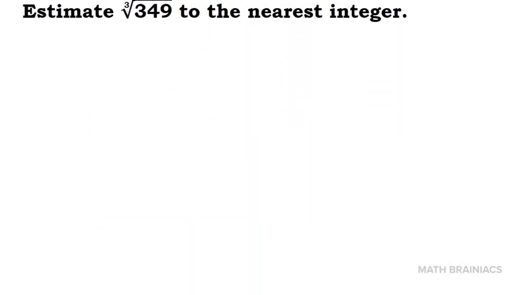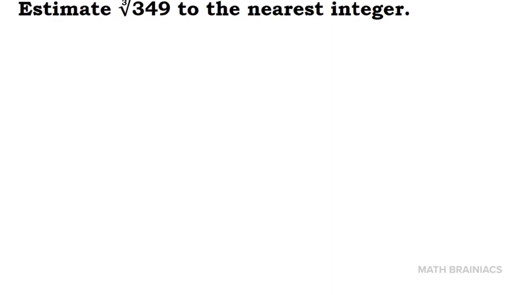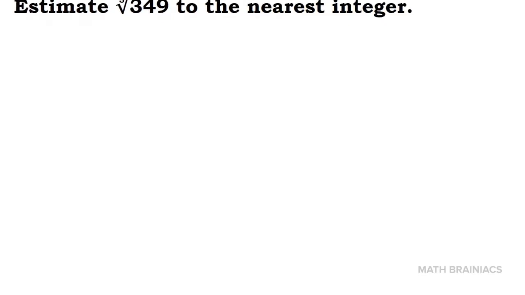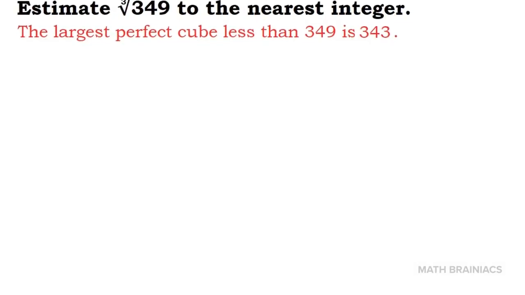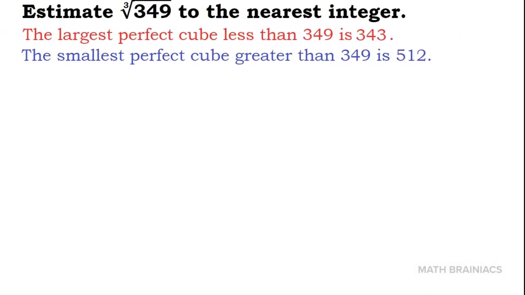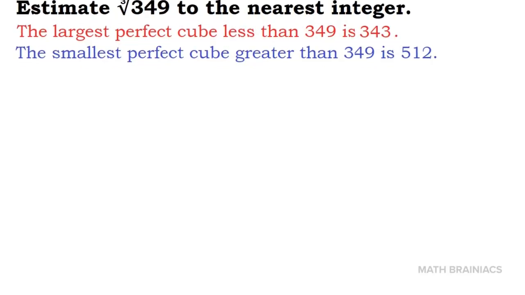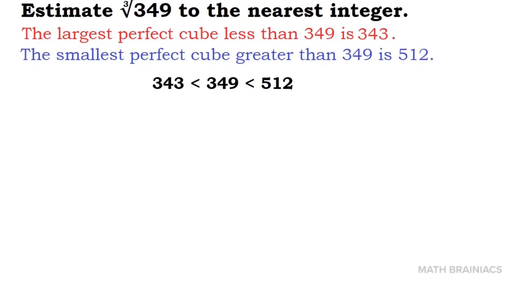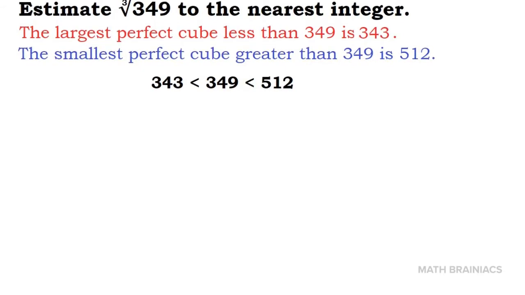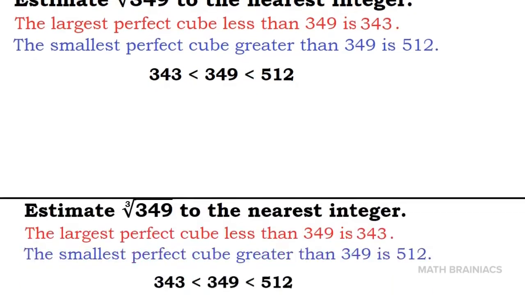Let us work on this example so that you can hit it off. We're going to deal now with the cube roots. Estimate the cube root of 349 to the nearest integer. The largest perfect cube less than 349 is 343. And the smallest perfect cube greater than 349 is 512. Writing the inequality, we can come up with 343 less than 349 less than 512.